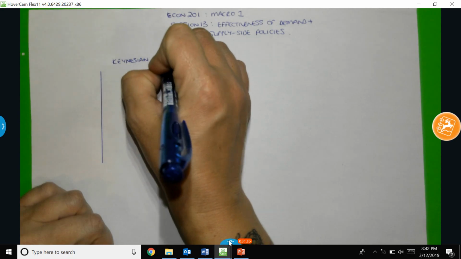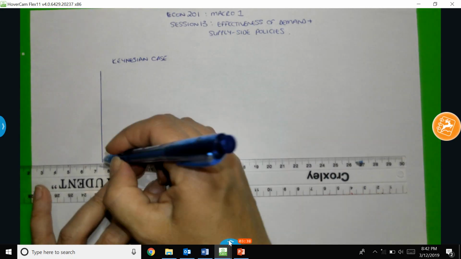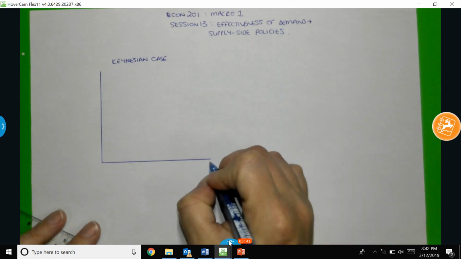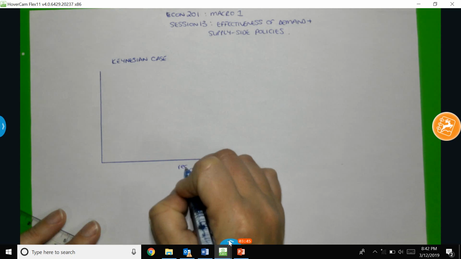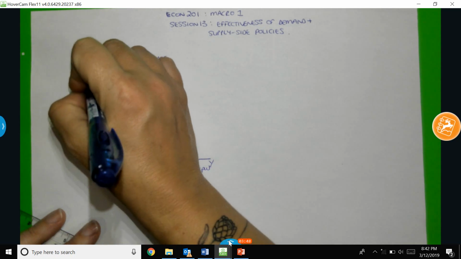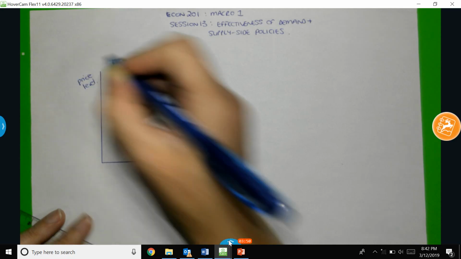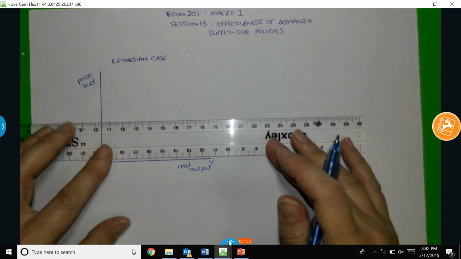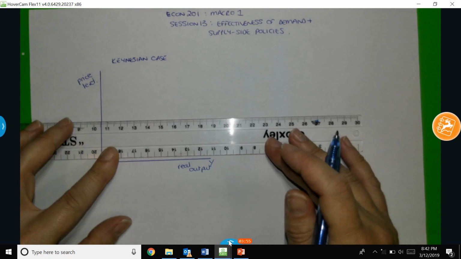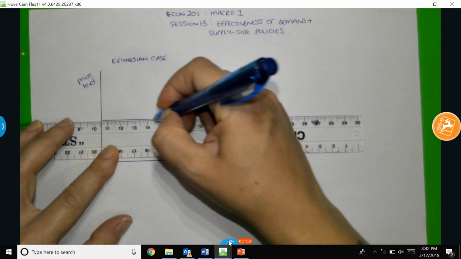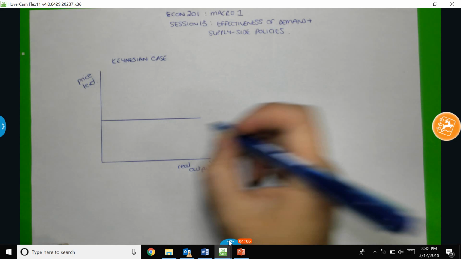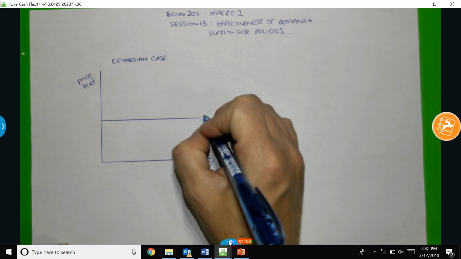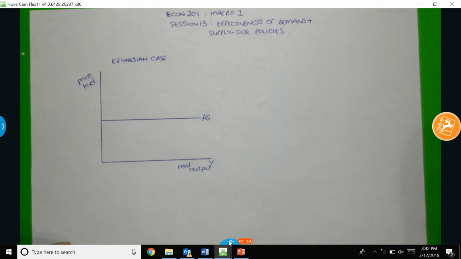and I'm going to draw in the axes. Recall that with aggregate demand and aggregate supply, on the horizontal axis we're measuring real output, and on the vertical axis, we're measuring the price level. In the Keynesian case, because we would argue that there is extensive unemployment, as was the case at the time when John Maynard Keynes was writing about the economy, that gives rise to a horizontal aggregate supply curve.